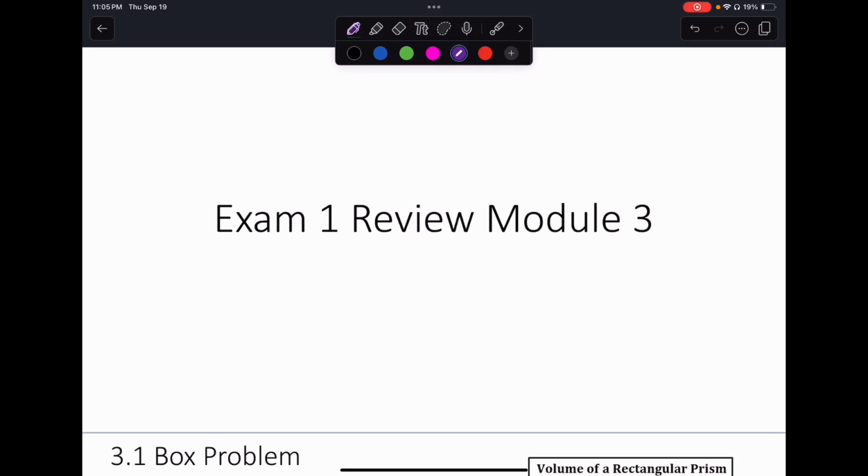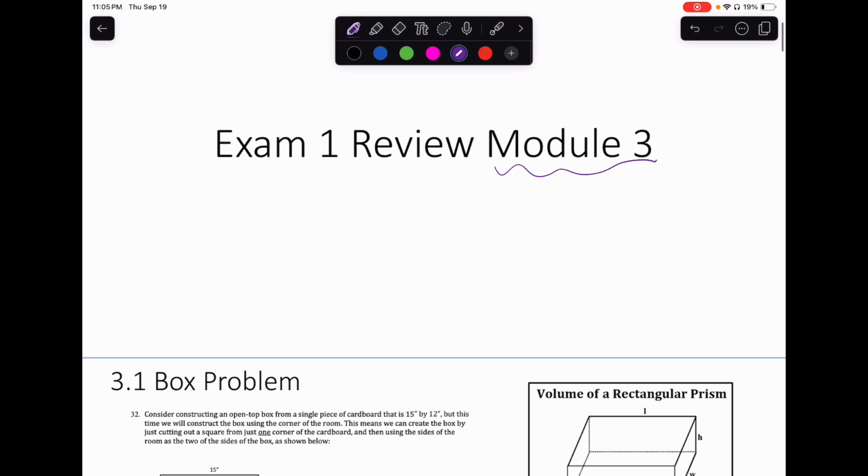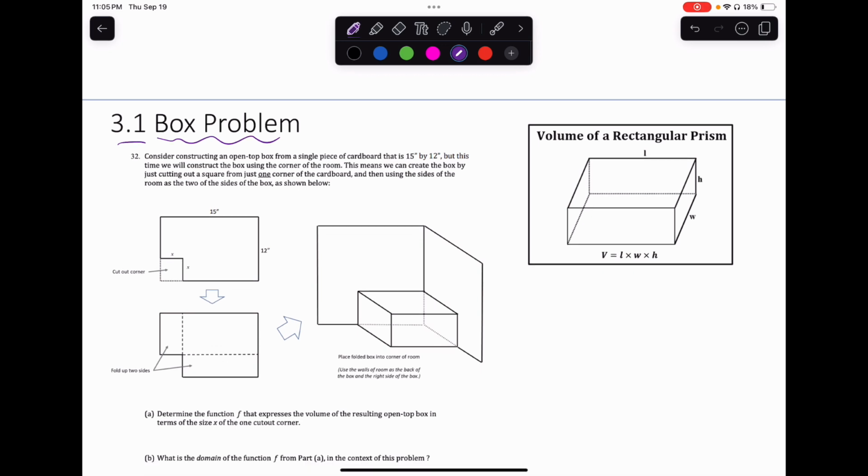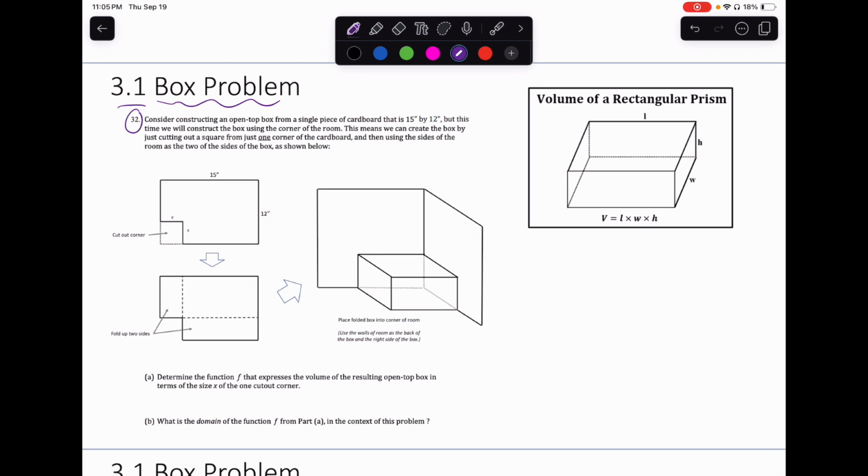Okay, so this is going to be the exam 1 review for Module 3. When we first started Module 3, we did the box problem for 3.1. In our version, we cut out all 4 corners from our piece of paper to make a box. But this problem from your review was a little bit different.